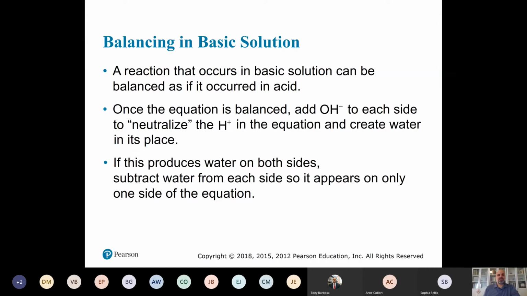All right, balancing in basic solution. A reaction that occurs in basic solution can be balanced as if it occurred in an acidic solution. Once the equation is balanced, add OH to each side to neutralize the H plus in the equation and create water in its place. If this produces water on both sides, subtract the water from each side so that it appears on only one side of the equation. So what does that mean?